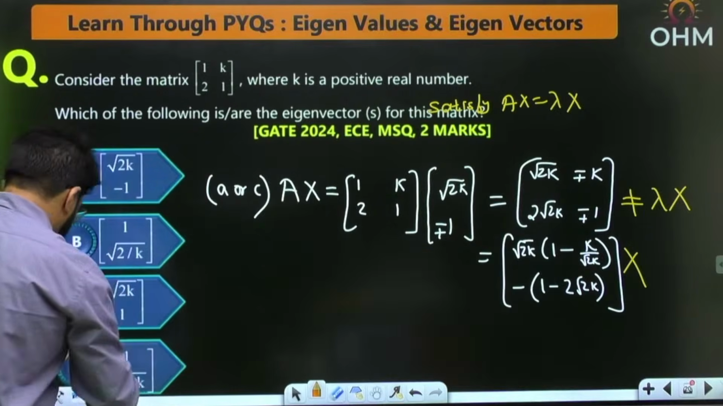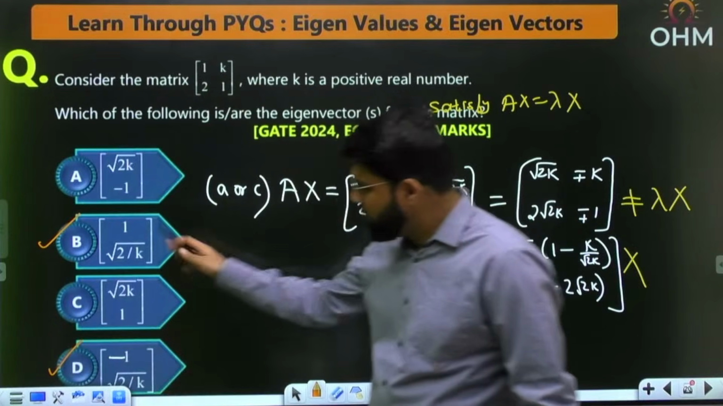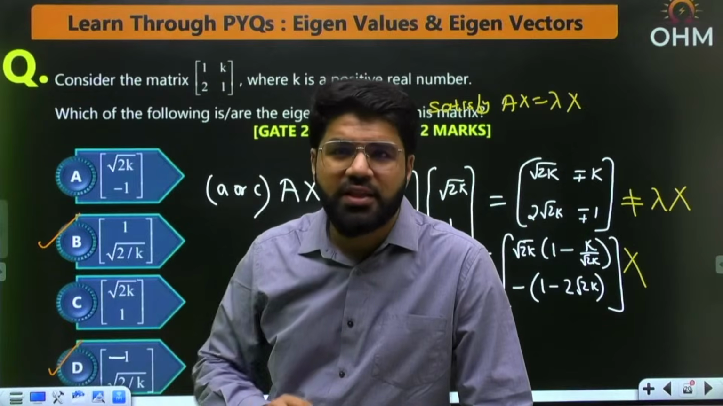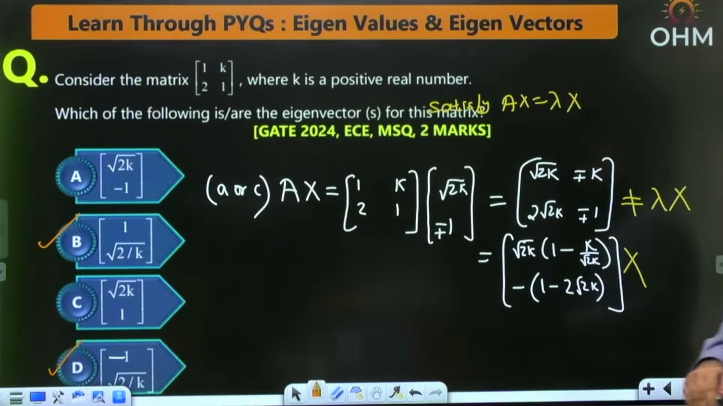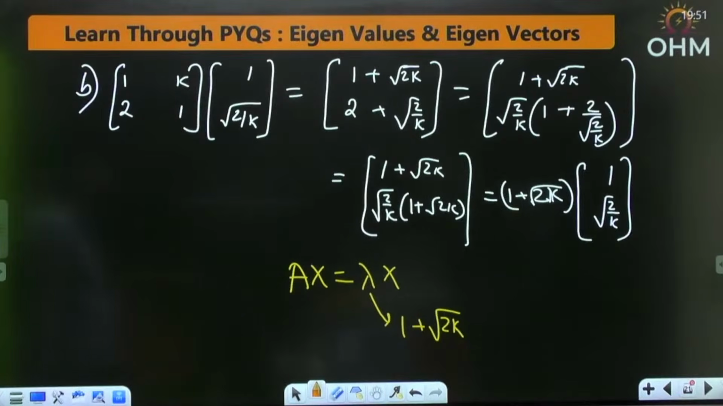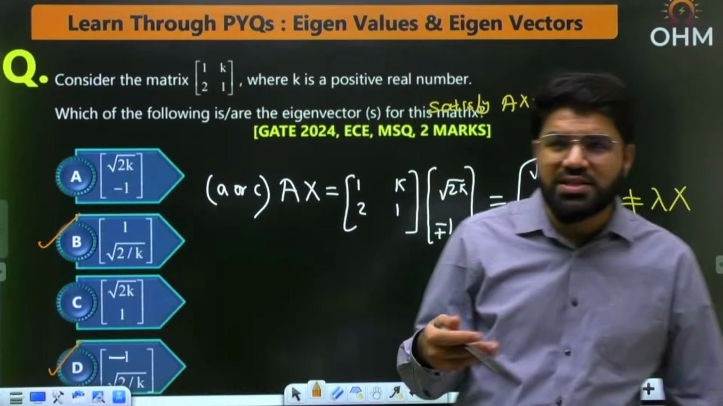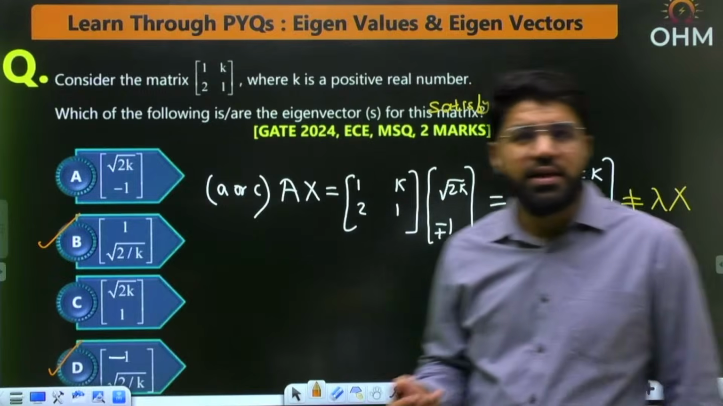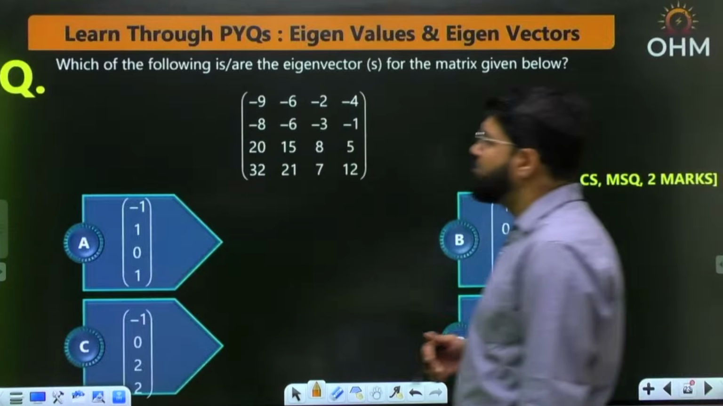I have given you enough hint to solve. The rest you solve. D is also similar, with root 2 by k, only minus 1 is the difference. This will also satisfy AX equal to lambda x. Similarly, D will also satisfy; that I leave to you. So what I'm telling you, from this eigenvalue and eigenvector, they have framed MSQ questions in recent years, because a matrix can have multiple eigenvectors.